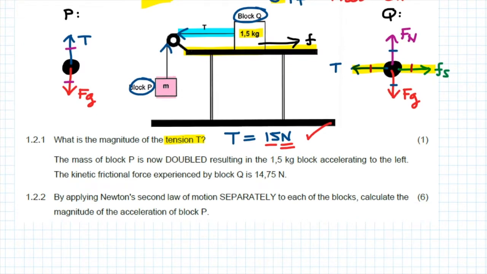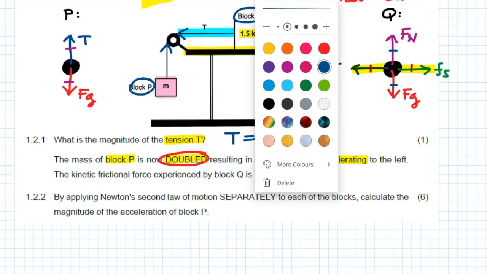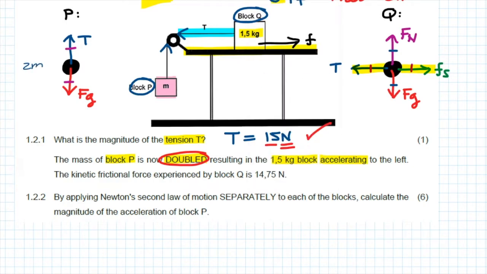Now they provide us with new information. They say the mass of block P is now doubled, resulting in the 1,5 kilogram block accelerating to the left. Now, if the mass is doubled, it means the mass of block P is no longer just m, but it now becomes 2 times m. So I'm going to write down next to it 2 times m, or 2m.